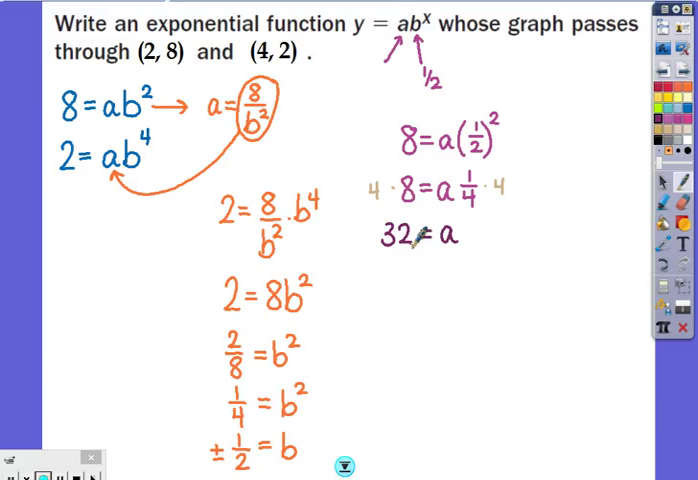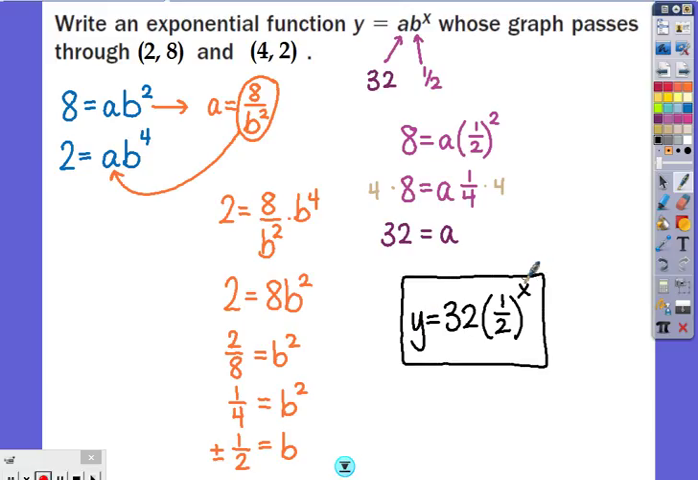And now we know a. Now our final answer is plugging those two in: a times b to the x. Always a good idea just to check. If I plug in a 2, I should get an 8, right? So I'd have 1/4 times 32 makes 8. I'm pretty convinced. I could check the other one if I was doubting myself.